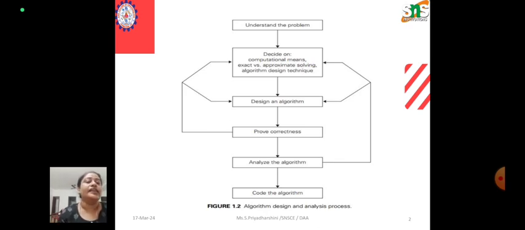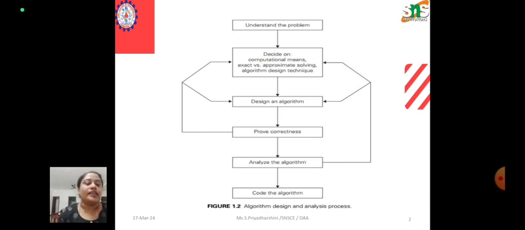And finally, the third stage in the decision making process is the algorithm design technique. So in this algorithm design technique, I have to decide which data structure I am going to use for my computational needs. If I have any old method, I can make use of that.